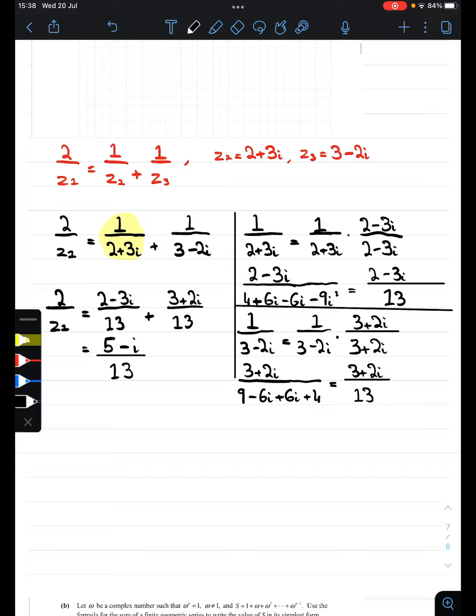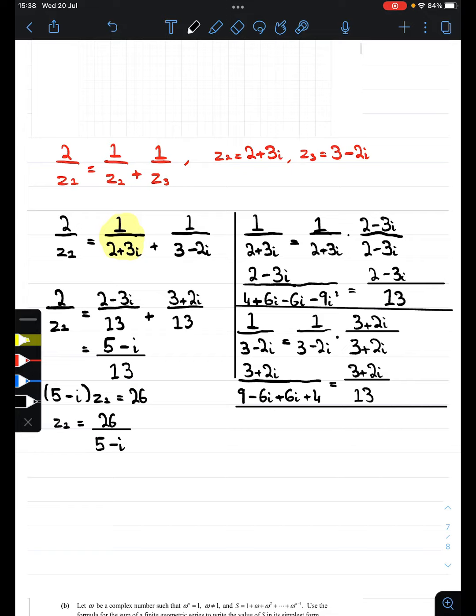And that's equal to 2 over z1. So now if we cross multiply, we get (5 minus i) z1 is equal to 26. So now we can just divide by 5 minus i on both sides, and we get z1 is equal to 26 over 5 minus i.